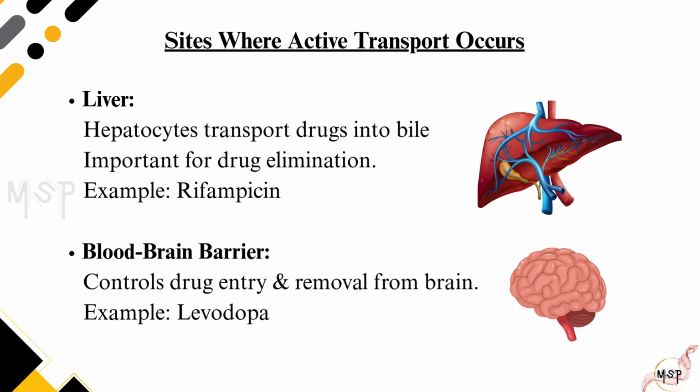Liver. Hepatocytes use active transport systems to move drugs into bile for elimination. Example: rifampicin, actively transported into bile. Blood-brain barrier. Active transporters regulate drug entry into and removal from the brain. Example: levodopa, actively transported into the brain via an amino acid transporter.